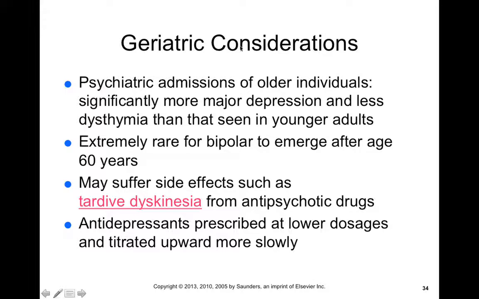In terms of geriatric considerations, we see that psychiatric admission for older individuals is more geared towards major depression, and not so much with other psychotic illnesses. Major depression is much more common in the elderly, and it's extremely rare for bipolar or schizophrenia to emerge after age 60. Now, the elderly are more likely to suffer side effects from antipsychotic medications, things like tardive dyskinesia, which is a movement disorder that results from these antipsychotics.